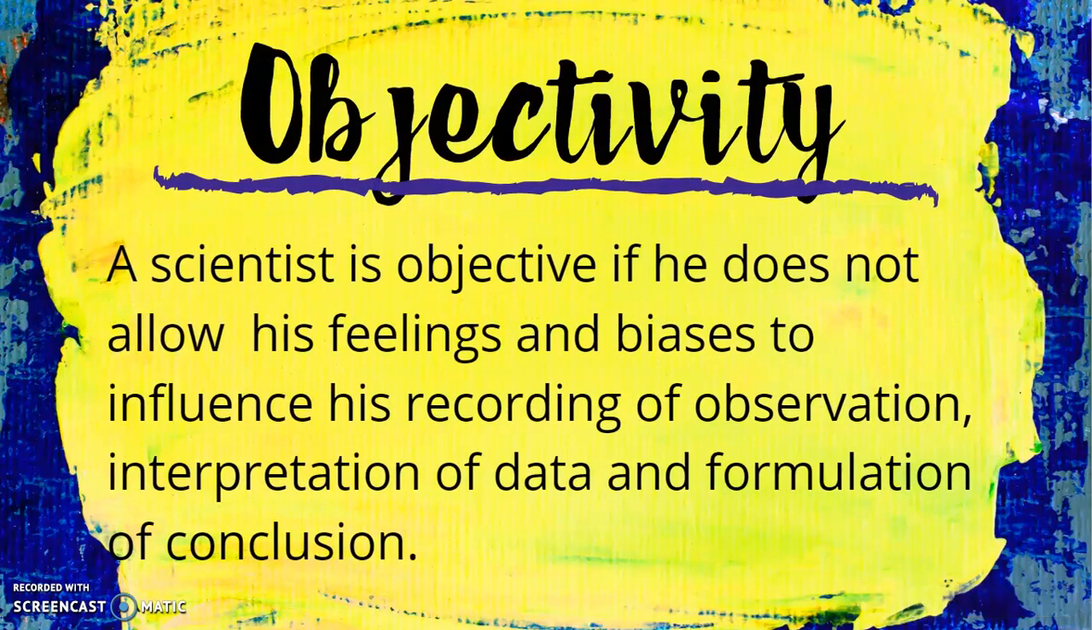The next one is objectivity. A scientist is objective if he does not allow his feelings and biases to influence his recording of observation, interpretation of data, and formulation of conclusion. Objectivity is described as a lack of bias or judgment. It is important in science because it allows the discovery of the best explanation to a scientific question or hypothesis.